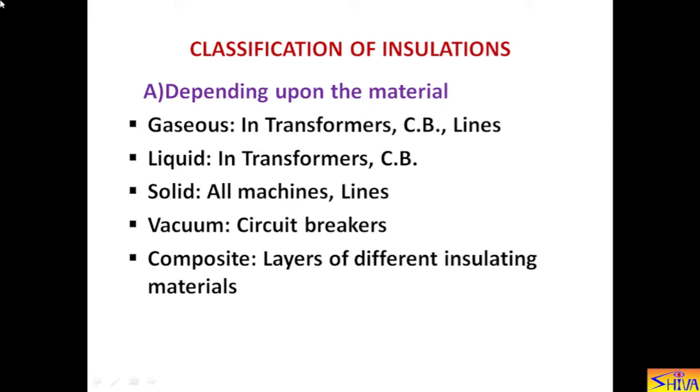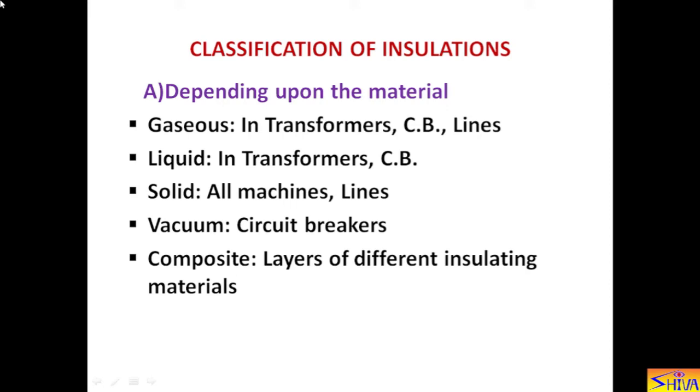Next is solid insulation. In all machines, the windings are used. Windings are having conductor and insulation is on that conductor. So solid insulation is used in all machines and lines. You have seen this type of insulator, pin type insulator, string of insulator, strain of insulator. They are isolating the high voltage conductor from the tower that is grounded. Then there is vacuum. Vacuum is used as insulating medium in vacuum circuit breakers.